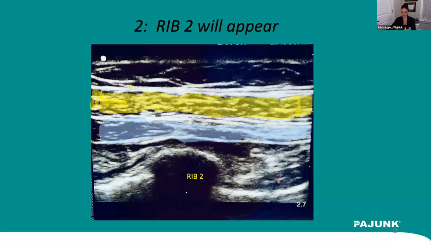And I see that this is a 2.7 centimeter depth here. So I can see all the things that I want to see. I still see the rib. I see the pleura, I see the intercostals, and I see the pec muscles. Those are the things I look for.